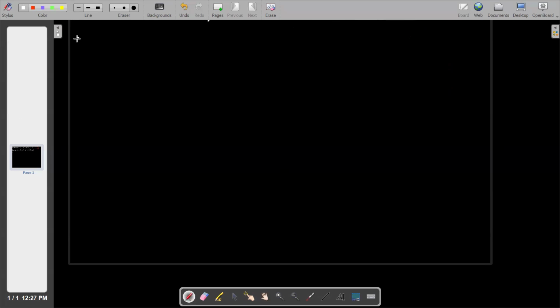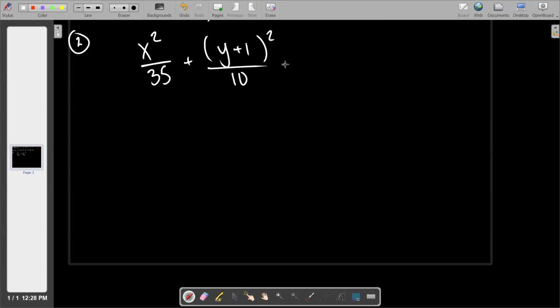Anyways, for number 2, we have x squared over 35 plus (y plus 1) squared over 10 equals 1. Because the power number is under the x, again, we have a long ellipse. So it's going to be a sideways guy like this. And what's a? Nice. There it is. Okay, and what's b? Nice job.